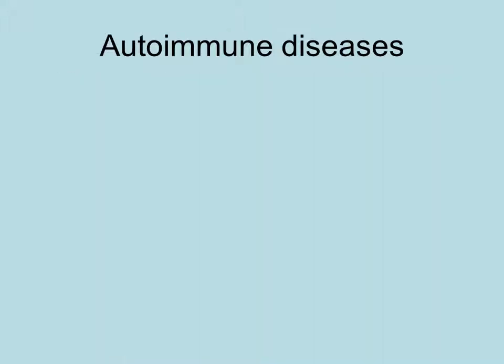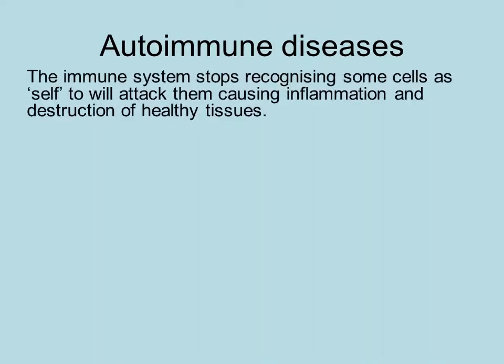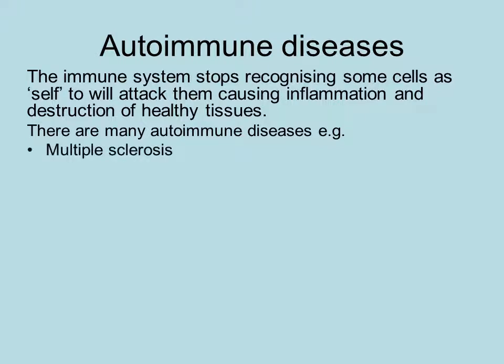So we're just going to mention now about autoimmune diseases. This is when the immune system stops recognising cells and starts to attack the body's own system. So normally the immune system understands that we've got our own tissues and we don't attack them, but in some cases the immune system stops remembering this. And we've got a whole range of autoimmune diseases where the immune system starts attacking our healthy tissues and making us unwell. Multiple sclerosis is one.